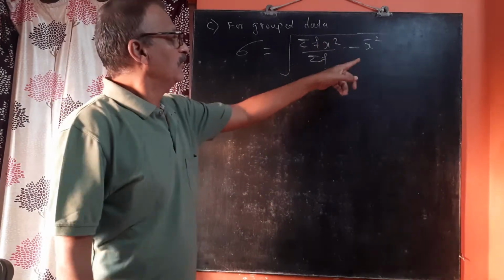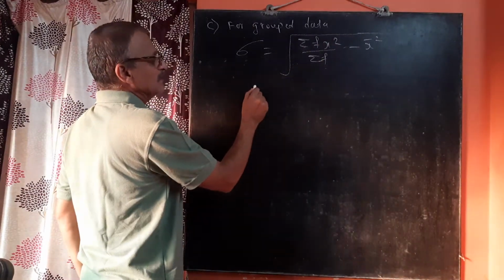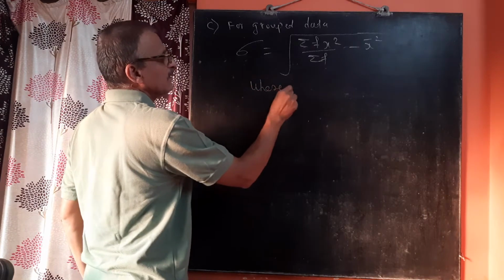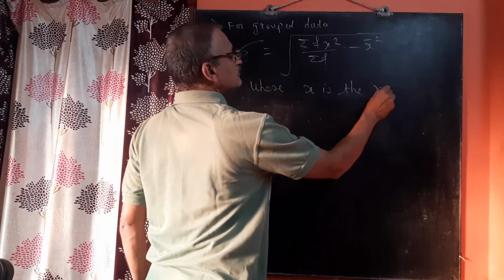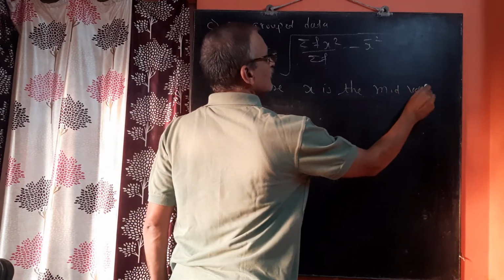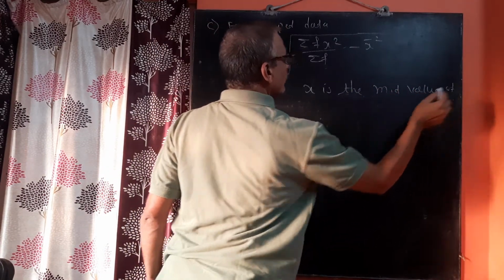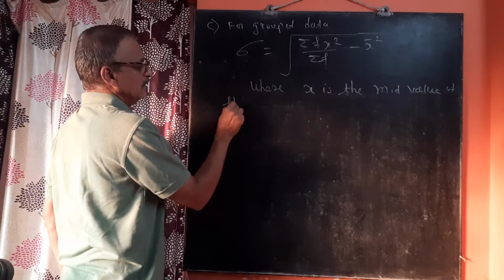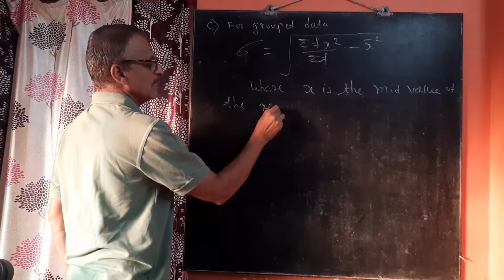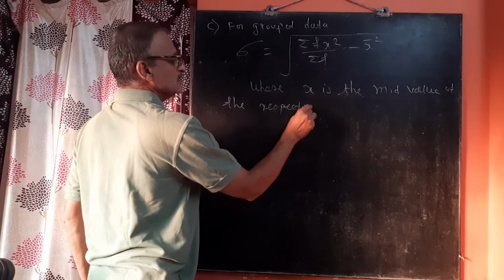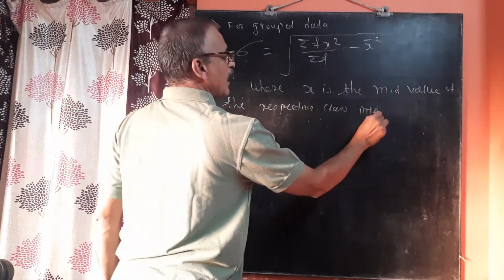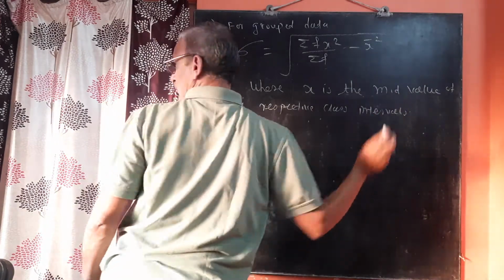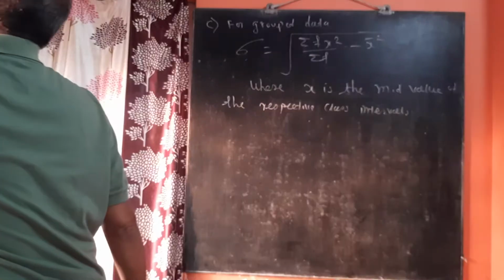here, where x is the mid value of the respective class intervals. That is only the difference.